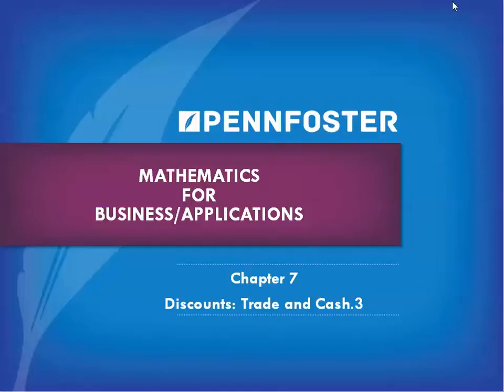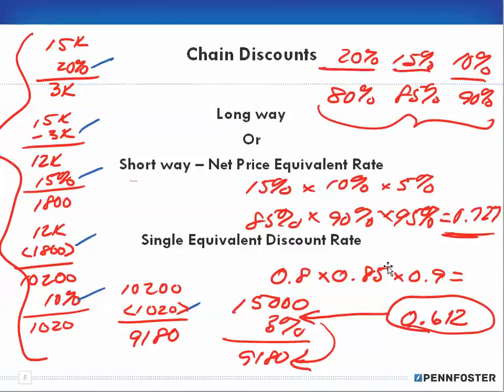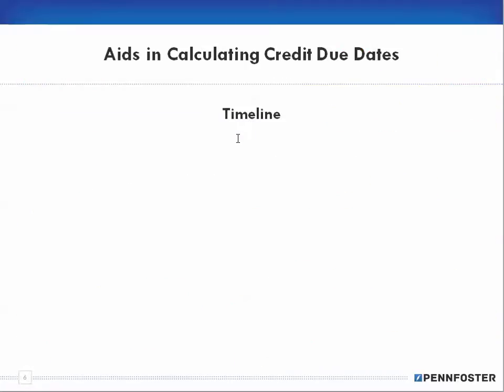Something I maybe should have mentioned at the very end of the last video: I am going over theory here, but you'll see the application of it when we're doing the homework problems. I had been talking about chain discounts, and I gave you the theory about how we arrive at the number by using the short way, the net price equivalent rate. I didn't give a lot of examples here; again, you'll see those in the drill problems. So let's move on to the last two slides I have here, and we'll be done.